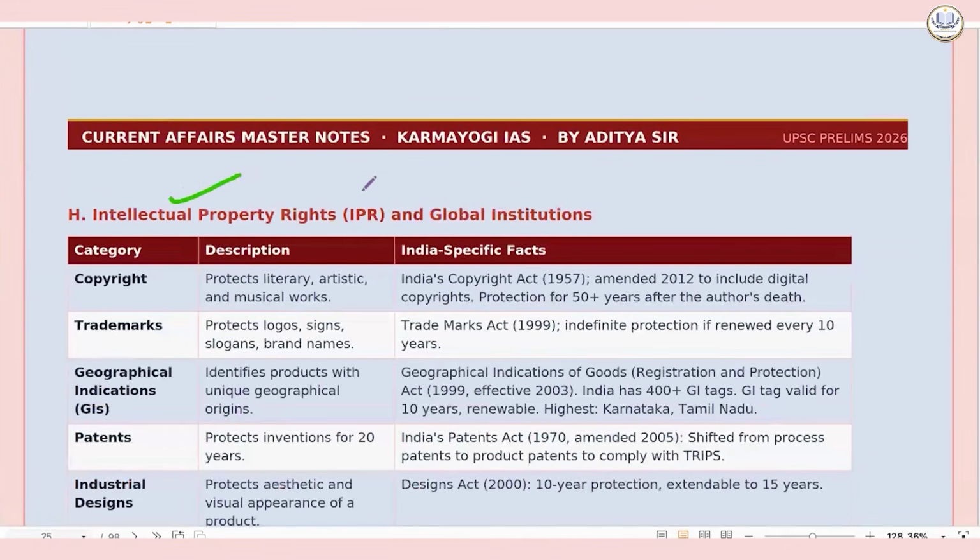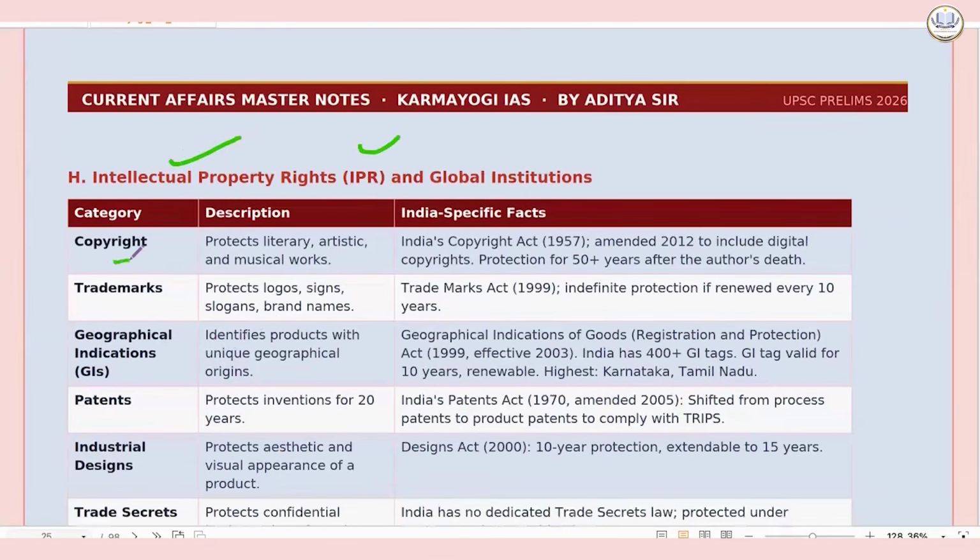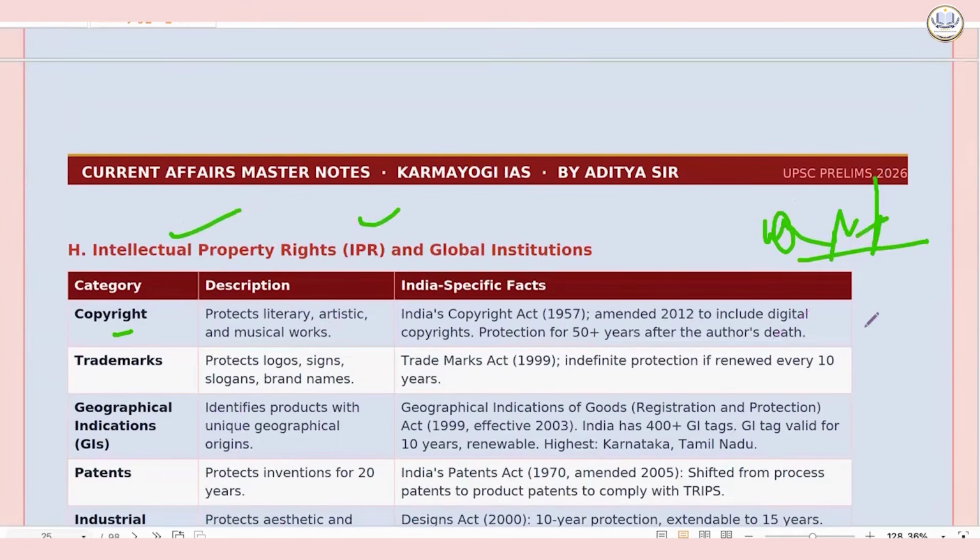A bit of intellectual property rights in global institutions we will see. Copyright: what is copyright? It protects literary, artistic, and musical works. India made an act in 1957, amended in 2012 to include digital copyrights as well. Protection is for 50 plus years after the author's death. Author ke death पर 50 plus years का protection is there.